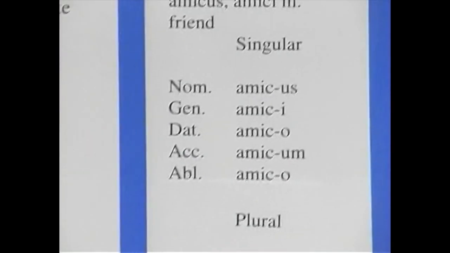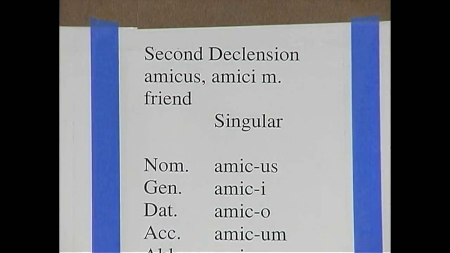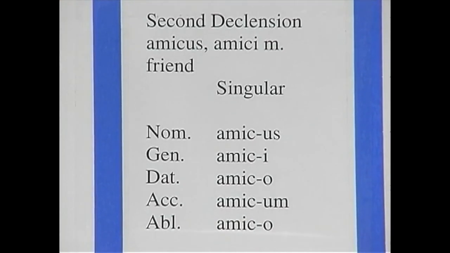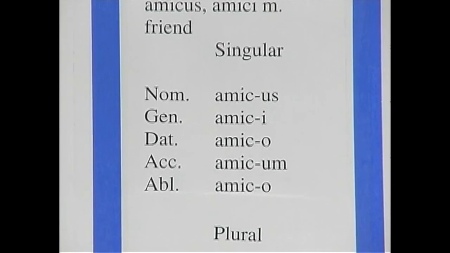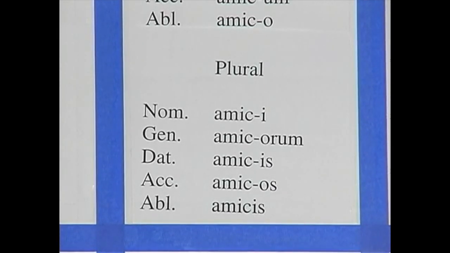Second declension, our model noun is amicus, amici, masculine, friend. And the endings for second declension are us, i, o, um, o; i, orum, is, os, is.